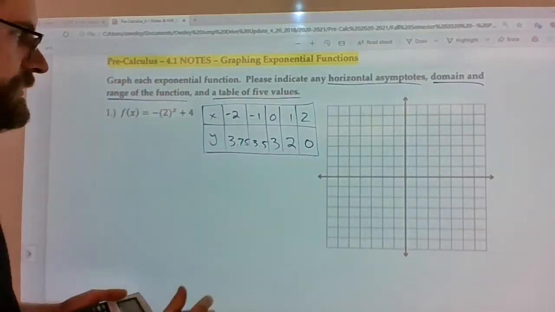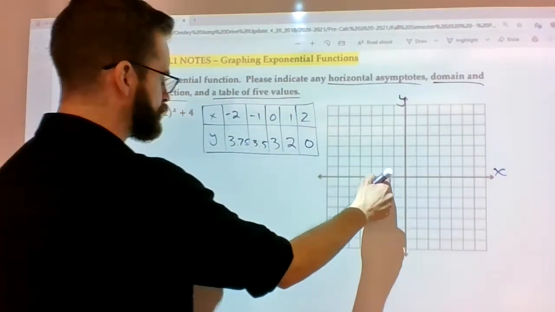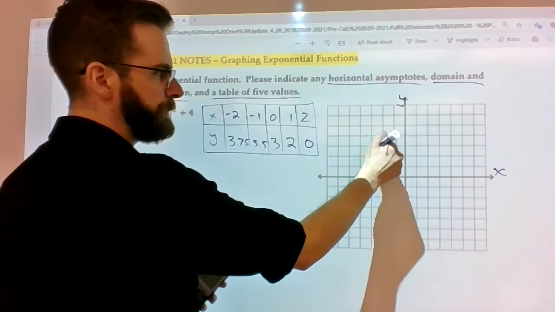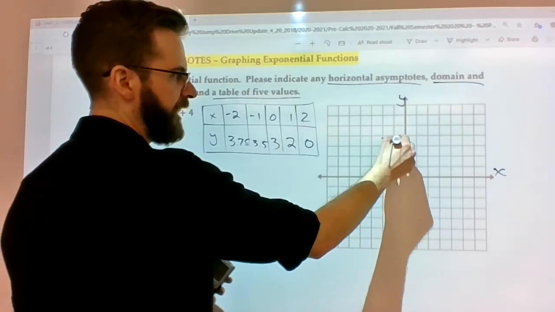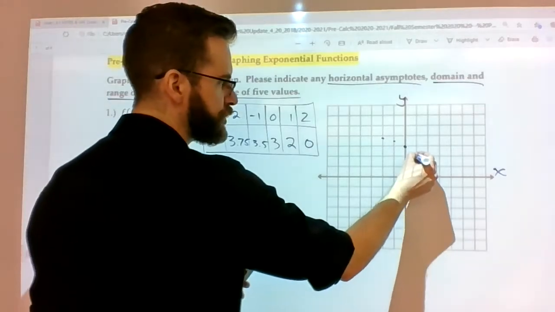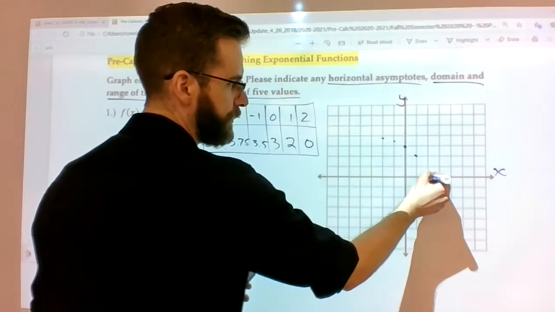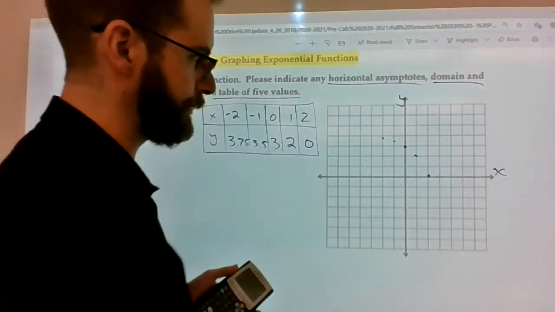All right, plot those points. So here's my y-axis, here's my x-axis. Left 2 up 3.75. Left 1 up 3.5. 0 up 3. 1 up 2. 2 up 0. You know, and I'm curious about what else is going on here. If I plug in 3, I get -4.